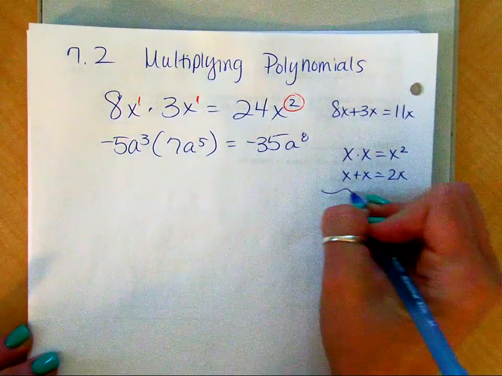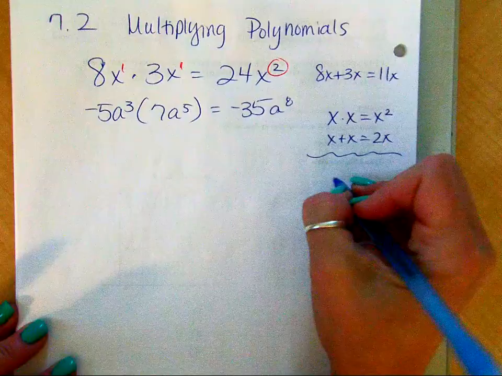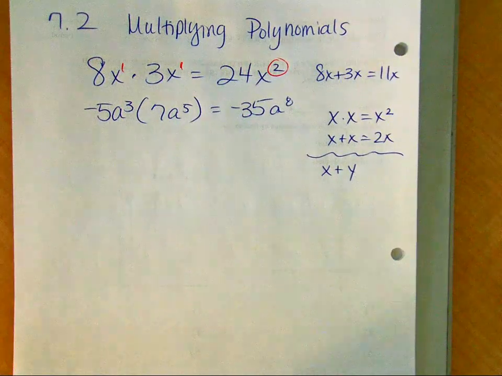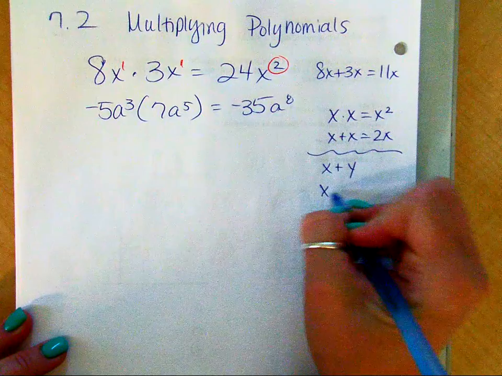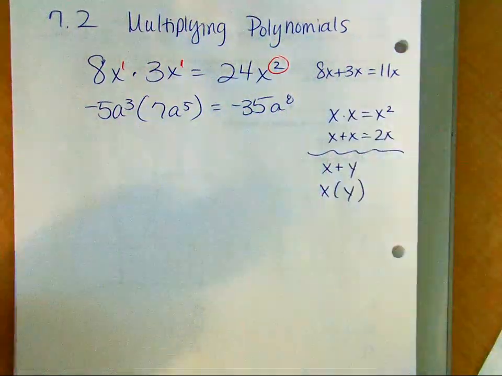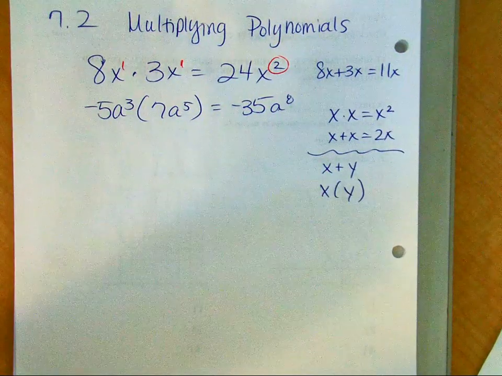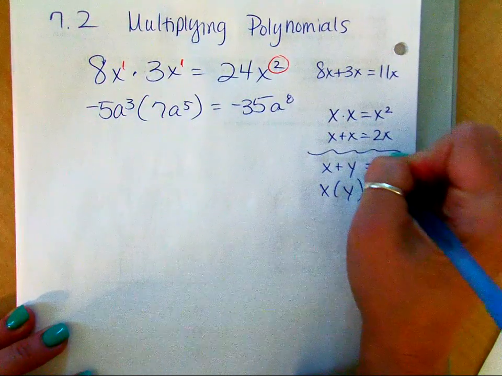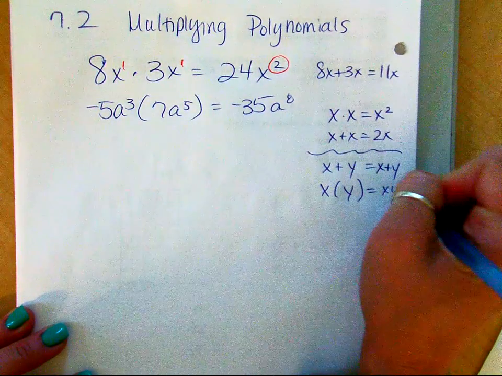Here's another little set of rules you need to know. Can you add x plus y? No, because they're not like terms. Can you multiply x times y? Sure, it's xy, right? So this is just x plus y, but this is just go ahead and multiply them.